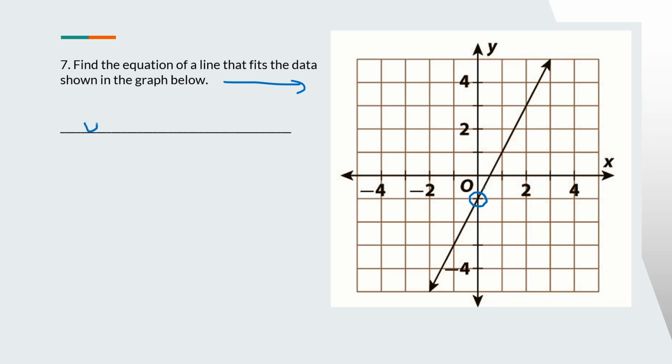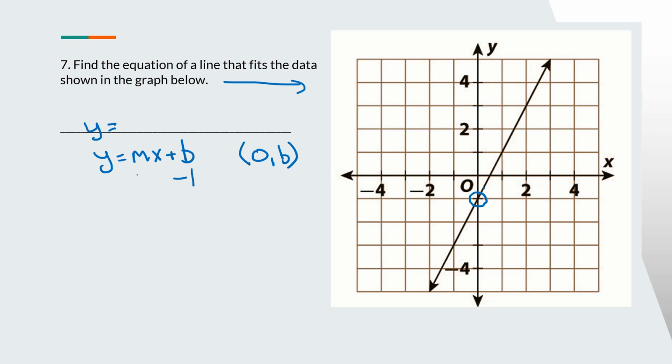So I know that y equals mx plus b. Now, my y-intercept here is pretty straightforward. Remember, y-intercept b is always 0, comma b. So my x-coordinate is 0. My y-coordinate is negative 1. So I know that b is negative 1.